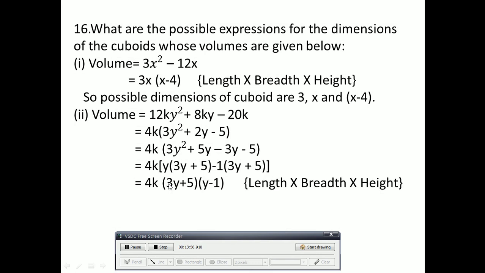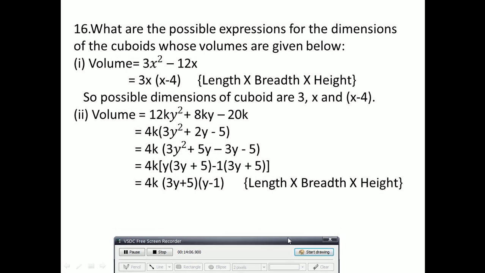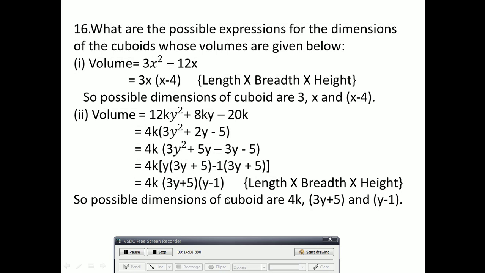So it is the product of three terms, and that can be assumed as length into breadth into height, because the volume of a cuboid is length into breadth into height. So we can say the possible dimensions are 4k taken as length or breadth or height, 3y plus 5 and y minus 1. Is it clear, students?